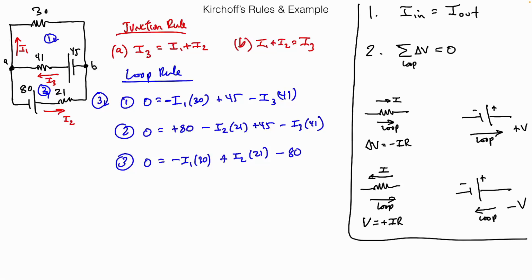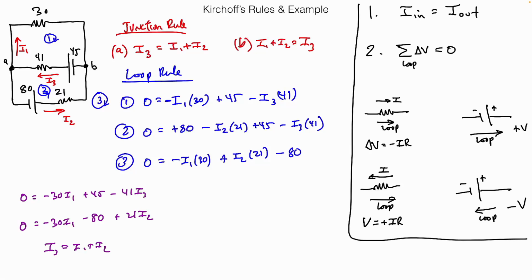All right, what do we have? We have lots of equations. I'm going to rewrite number 1 here just to clean it up. This is 0 equals negative 30 I1 plus 45 minus 41 I3. Number 3 is 0 equals negative 30 I1 minus 80 plus 21 I2. And then I have I3 equals I1 plus I2.